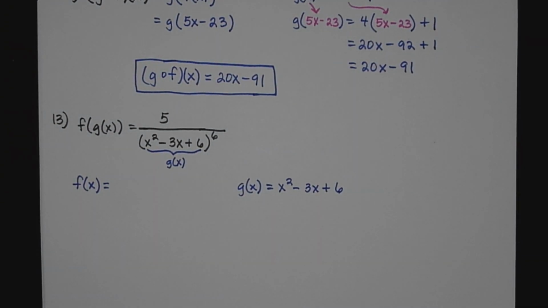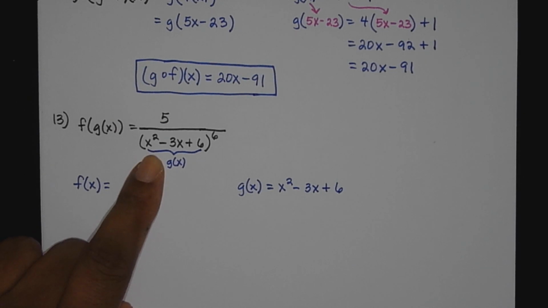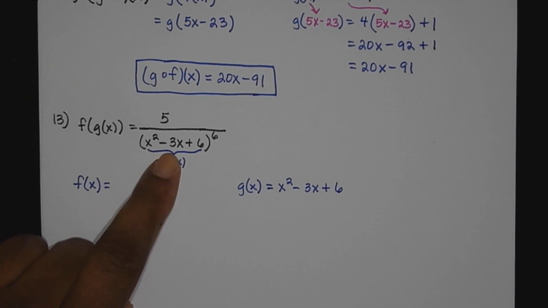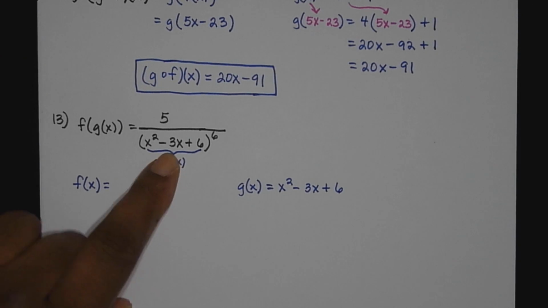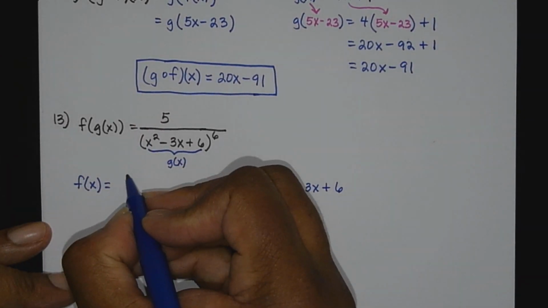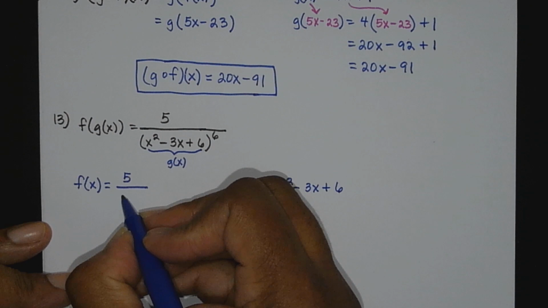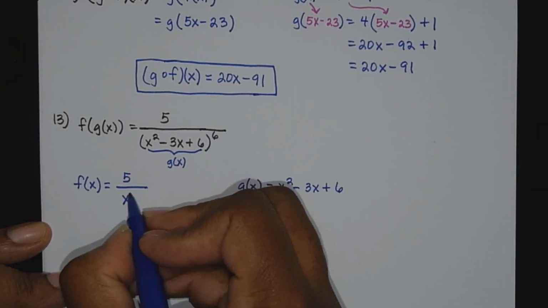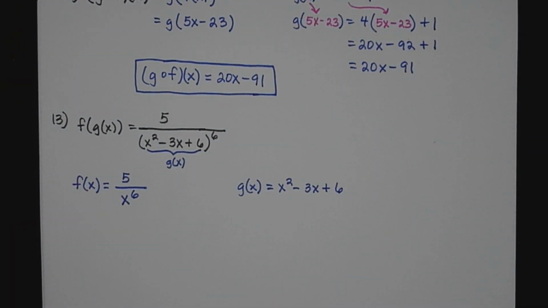And for the f of x, since the x in the f of x function was replaced with what g of x is, that f of x function had to start off as 5 divided by x raised to the 6th power. That's all there is to it. All right, questions on number 13?